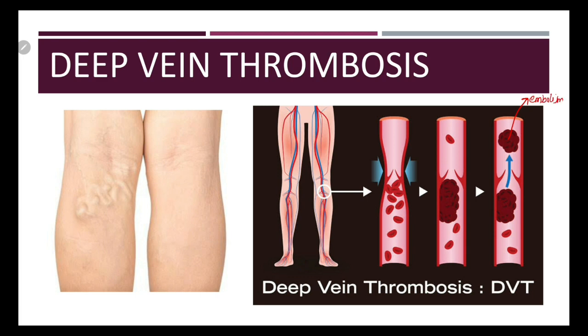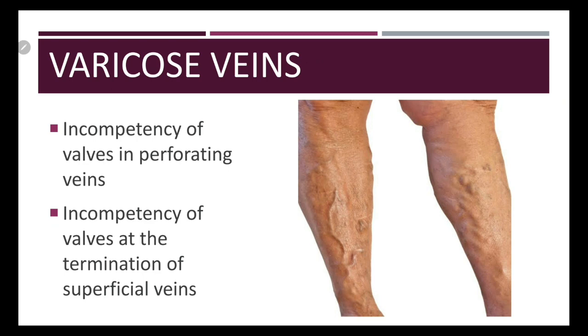Next is varicose veins. When the veins become dilated and tortuous, they are called varicose veins. As you can see here, this is a varicose vein. The superficial veins of the lower limb commonly become varicosed due to incompetency of the valves following prolonged standing, let's say by bus conductors, traffic police personnel and nurses. Now this could be because of incompetency of the valves in perforating veins or incompetency of the valves at the termination of the superficial veins, for example, the saphenofemoral valve.